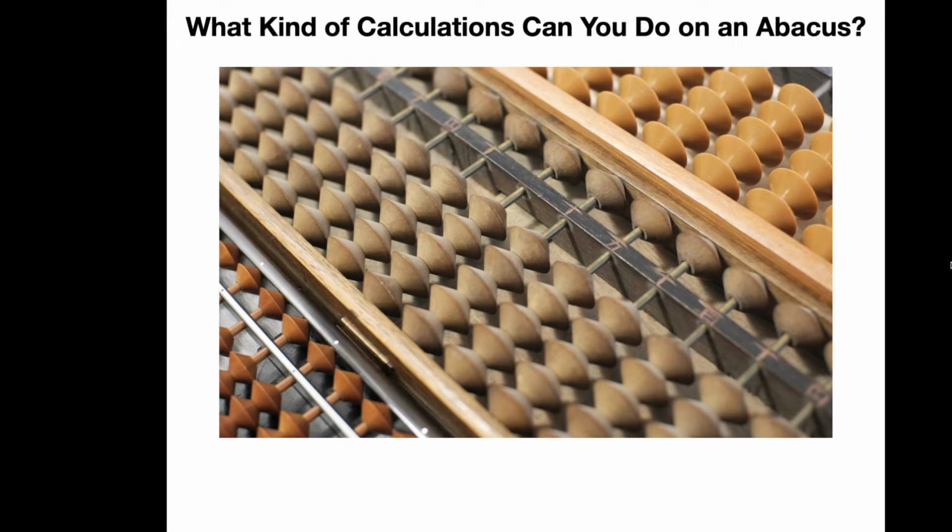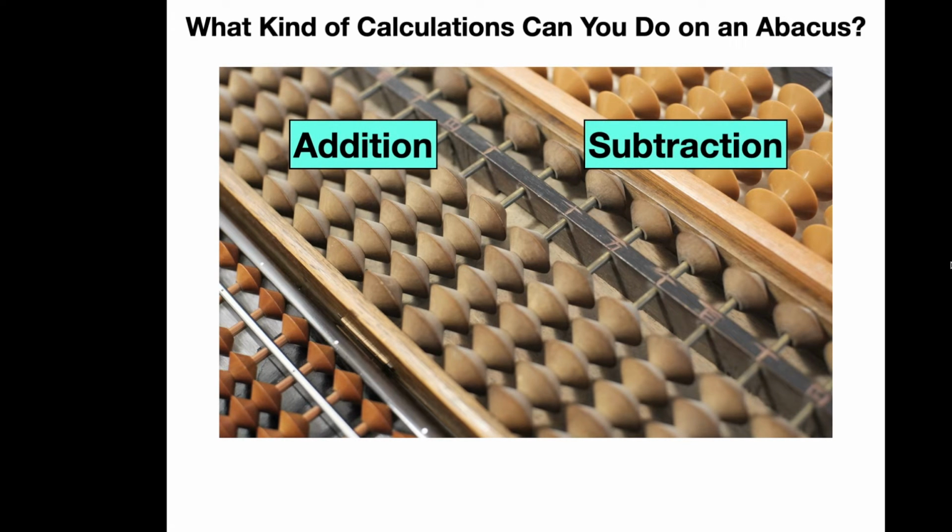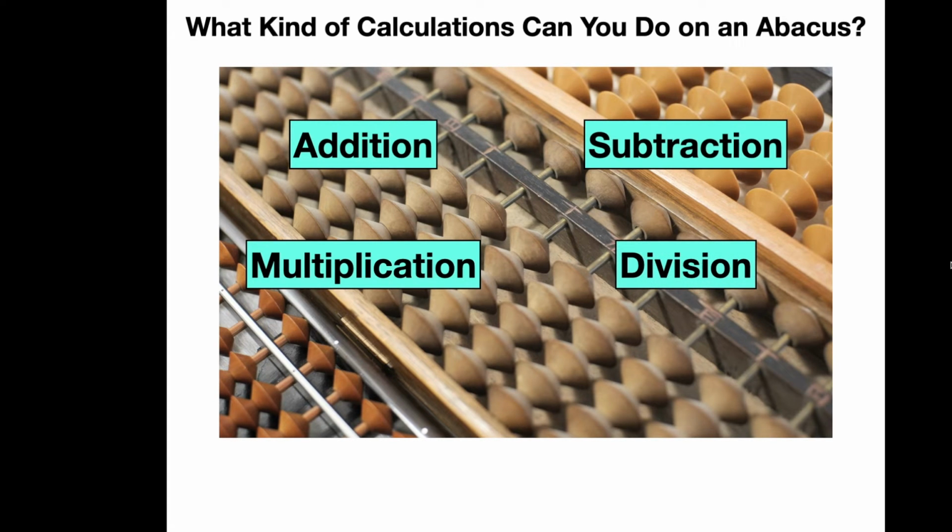So what kind of calculations can you do on an abacus? Well, you can do addition and subtraction. Those are the easiest calculations to perform, and if you're trained, you can generally do them almost as fast as an electronic calculator. But you can also do multiplication and division, and there are several methods of doing these.